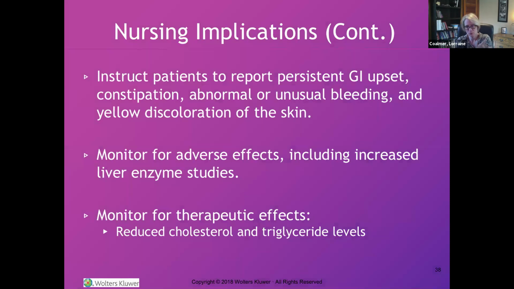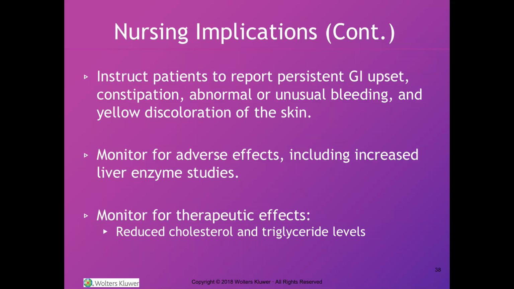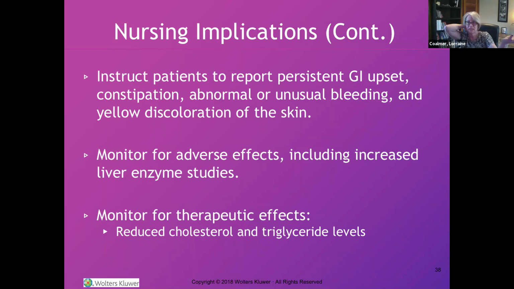Instruct patients to report persistent GI upset, constipation, or abnormal bleeding. And the yellow discoloration of skin, anybody got a clue what that may be related to? Liver function. Yes. And we just said how many times, look for the AST, the ALT, right? So definitely, oh my God, somebody comes in jaundiced, we've waited way too long for this patient to come in. So really, really important that you educate your patient. If you start noticing your eyes are getting a little bit yellow, call the doctor.